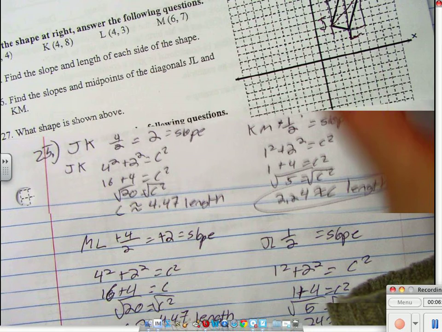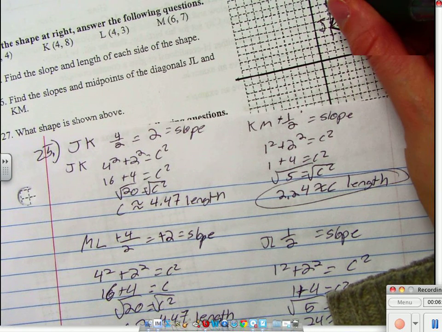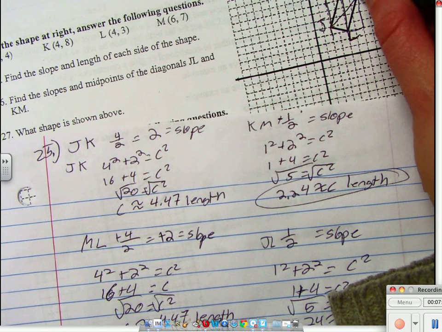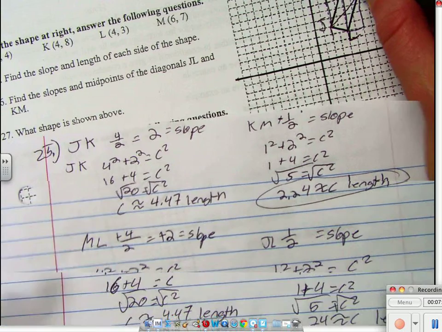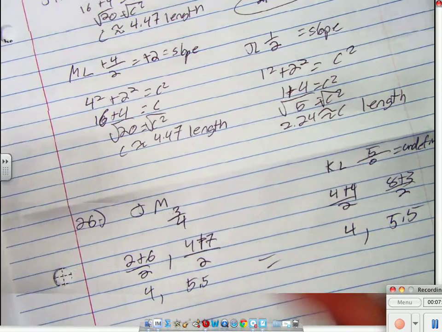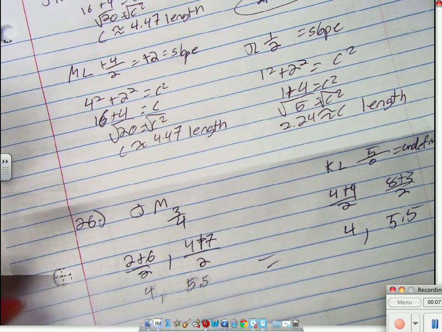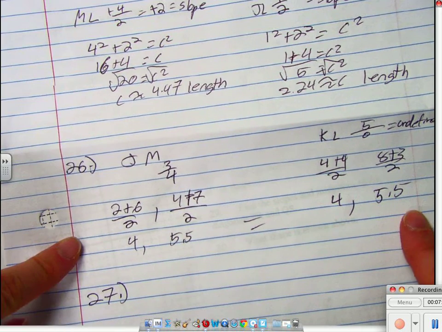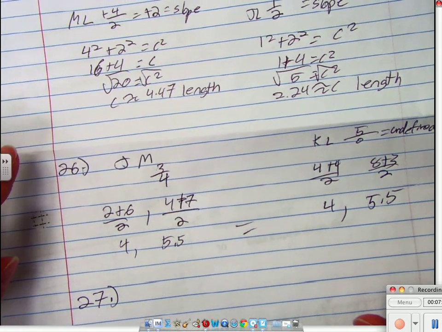Because I went from J to M, I went up 3, right? Oh. 1, 2, 3 over 4. Up 3 over 1, 2, 3, 4. Yeah. Okay. So they have the same, opposite lengths are the same, opposite slopes are the same. So they are congruent and parallel. Okay? And their diagonals bisect. So what shape is it? Rectangle, we would have, yeah.